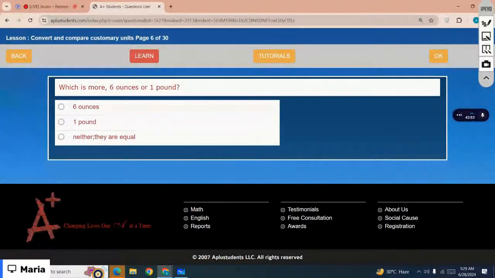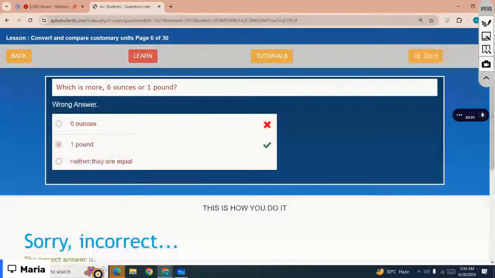Which is more, 6 ounces or 1 pound? Sixteen ounces is equal to 1 pound. So 1 pound is more, right? Because in 1 pound you have 16 ounces, so 1 pound is more.